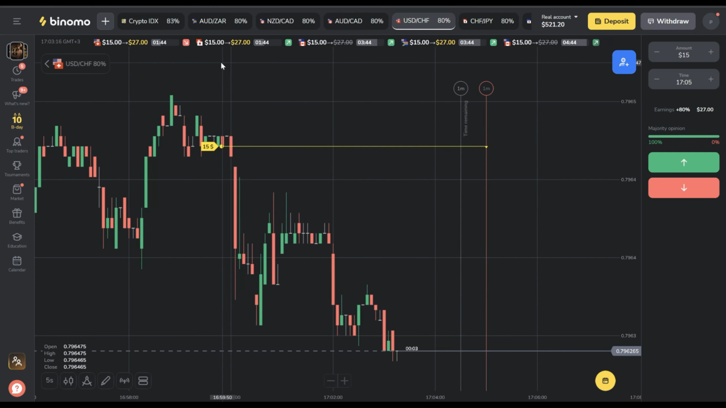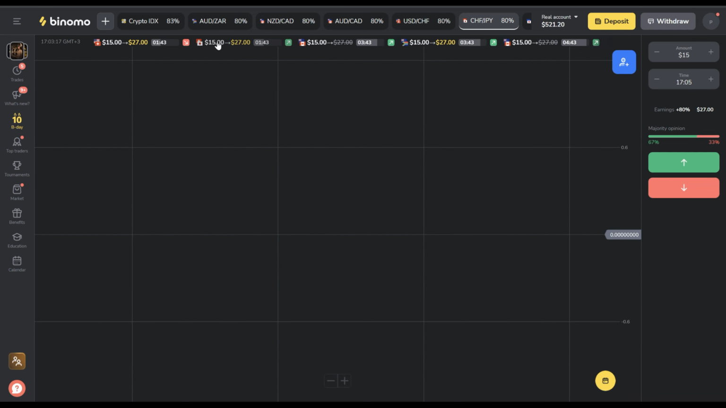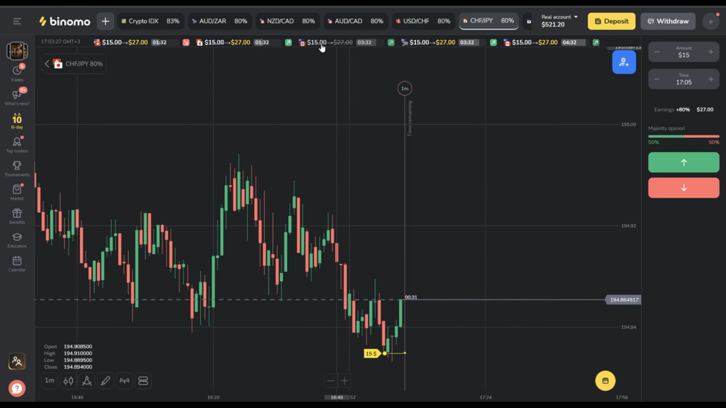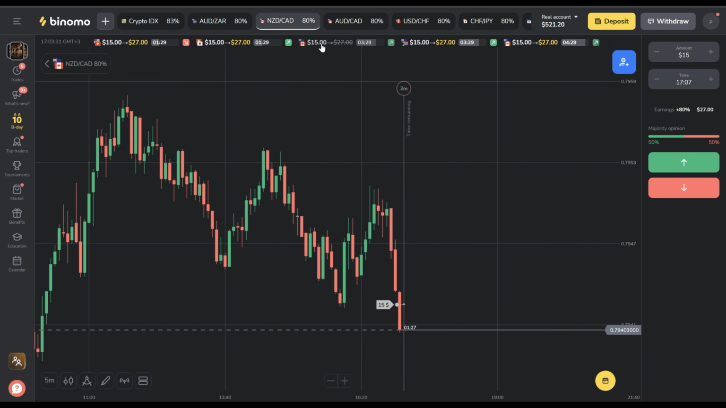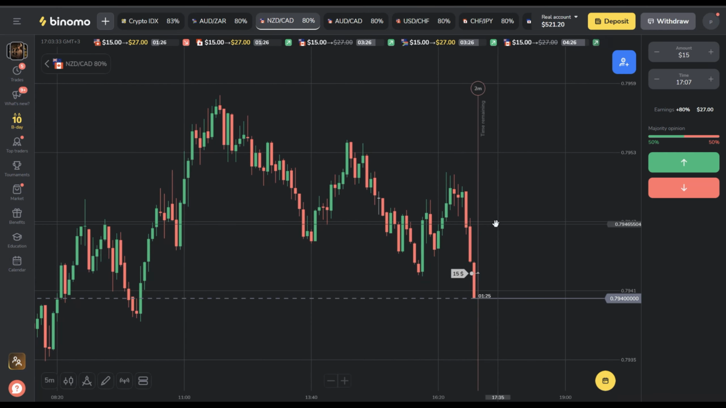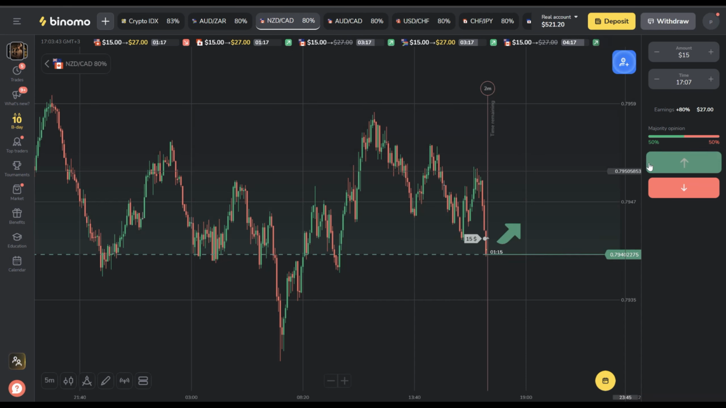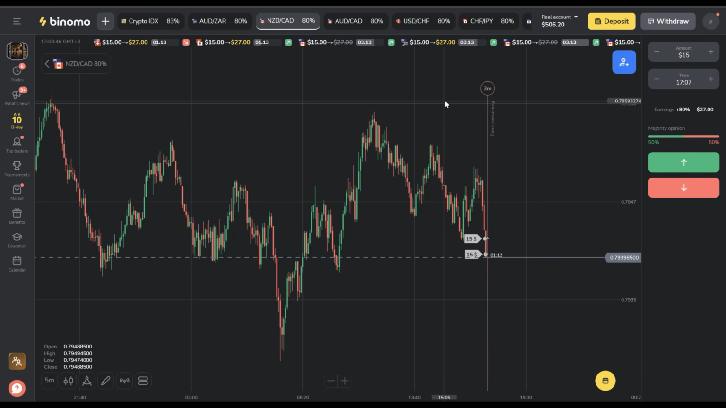The USD CHF is falling steadily. Everything is good. The Swiss franc yen is growing well. We entered at the very bottom. Everything is great here too. The New Zealand dollar, Canadian dollar is currently in the red. The price keeps falling. Basically, I could open an additional trade. The only thing is, once again, I didn't open it the way I should have.